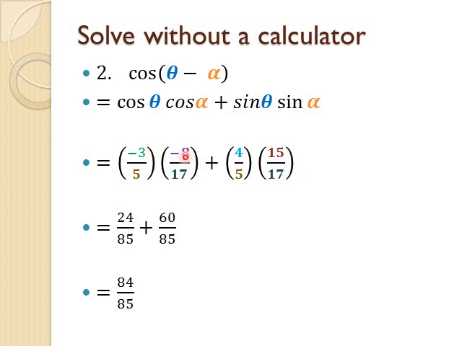So again, that gives me positive 24 if I multiply 8 times 3, 5 times 17, 85. 4 times 15 gives me 60. 5 times 17 gives me 85. 60 plus 24, 84 over 85. So hope you follow. So this is the first way we can test you, that is if you want to test compound angles.